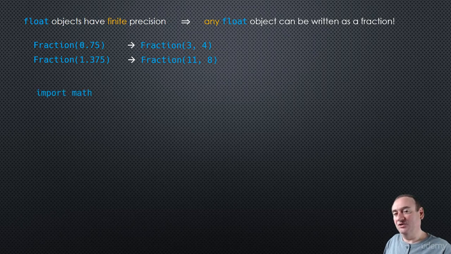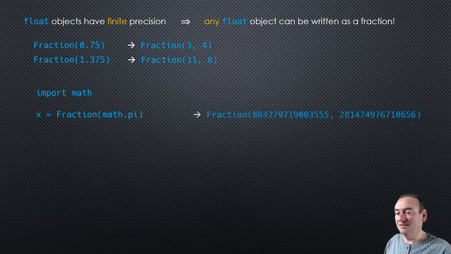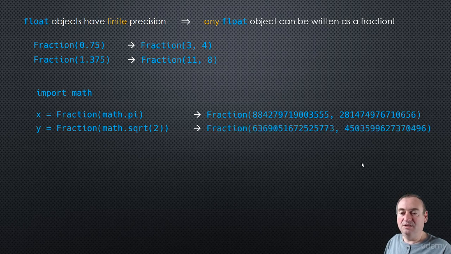So let's take a look at something interesting. We're going to work with irrational numbers, numbers that are not rational, that we know are not rational, like pi and square root of 2. And let's see what happens. So we'll import math first so we can grab pi. So x will be Fraction(math.pi). And when we look at the result of that, this is what we get. So pi is an irrational number, but Python was able to find an approximation using a rational number. Same thing with square root of 2. If we take y equal to Fraction(math.sqrt(2)), then we get this big fraction here.